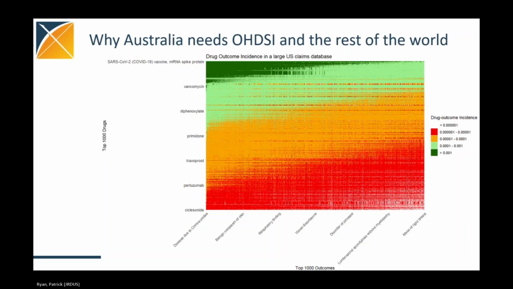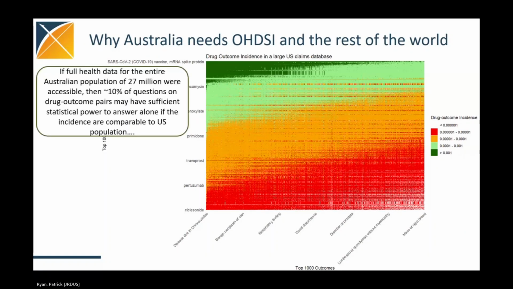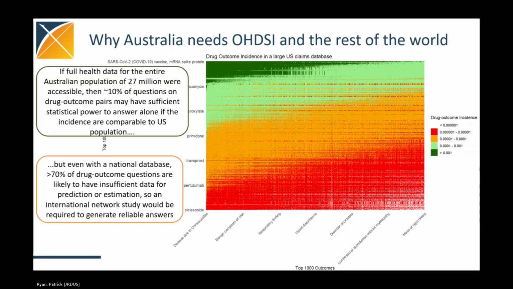And yet, given the prevalence of drugs and outcomes, just a back-of-the-envelope calculation: you have 27 million people in your country. That means across the 1 million questions that we would want to ask, there's only about 10% of those questions that you would have enough statistical power to produce an answer for. So 90% of questions, if Australia tries to answer them, you will not be able to answer with sufficient statistical power, and you would need to run some sort of international study.